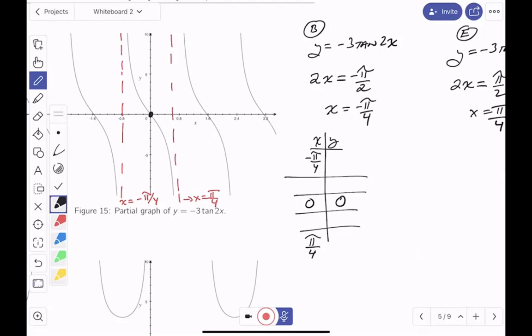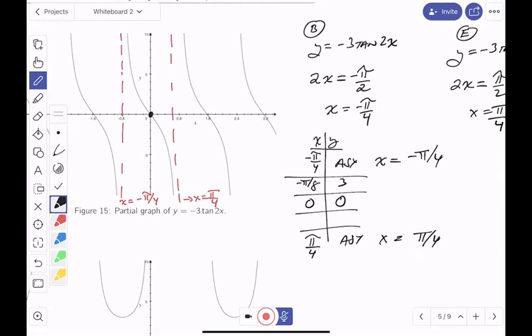All right, what's the dead center between minus pi over 4 and 0? Would be minus pi over 8. By the way, these are asymptotes. The asymptote is x equals minus pi over 4. And this asymptote over here is x equals pi over 4. So if you plug in minus pi over 8, you get minus pi over 4. And the tangent of minus pi over 4 is minus 1. And minus 3 times minus 1 is plus 3.